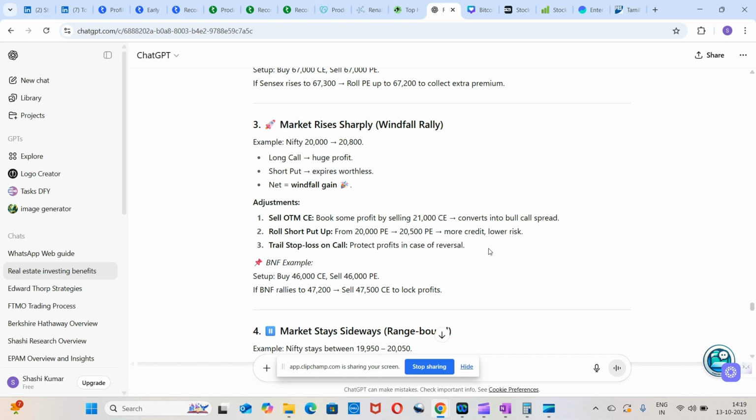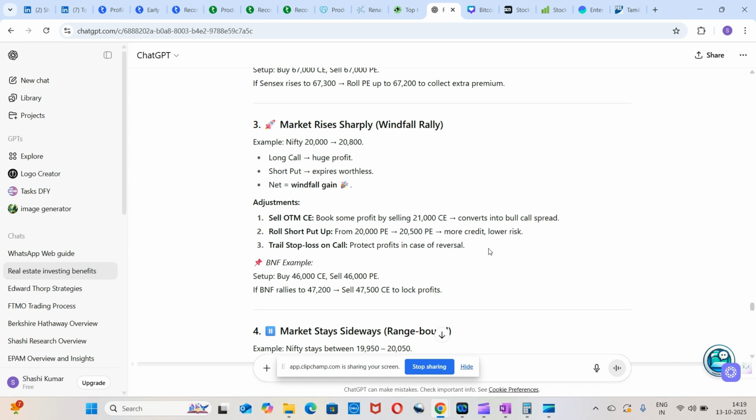So for example, Nifty is at 20,000, it moved to 20,800, an 800 point jump. So the long call will have huge profit. Short put also will expire worthless. So net would be a windfall gain in this particular scenario. Okay, so you just book the profits and take the profits. That's the first thing you need to do.